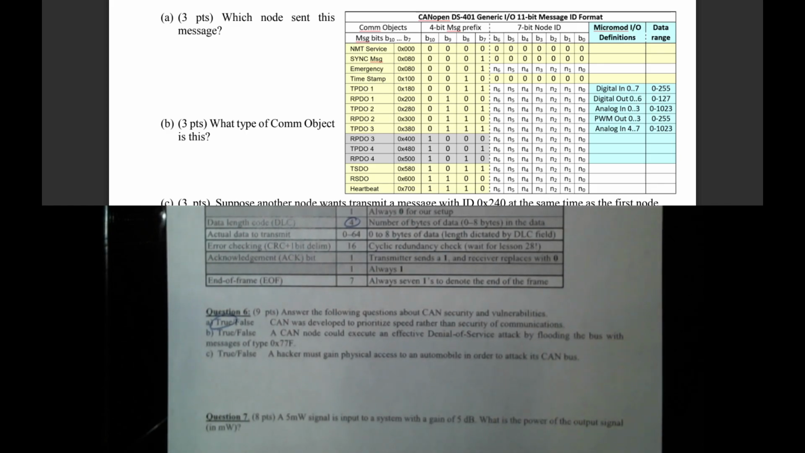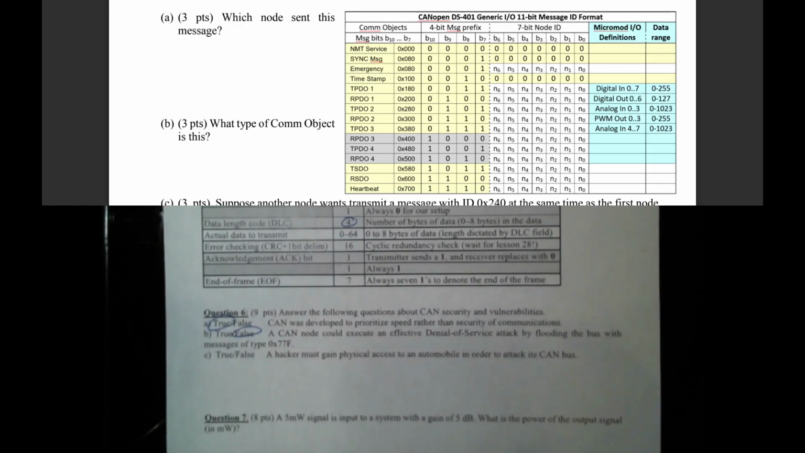And what we know about CAN bus arbitration is that the lower number message prefixes get higher priority. Heartbeat is the highest number message prefix we can have. Therefore, it is going to get the lowest priority on the bus, which means that we can't really deny service by having that there.